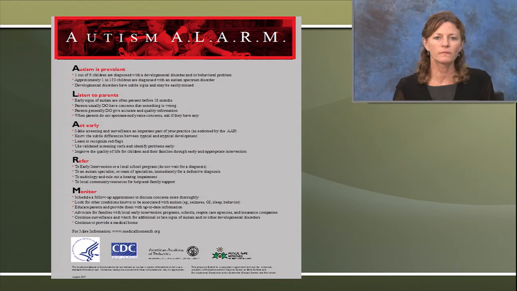It is so important for us all to be involved in the screening process that the CDC created the Autism ALARM. And again, you can find this on the CDC website as well as our website. But ALARM stands for Autism is Prevalent, Listen to Parents, Act Early, Refer, and Monitor. And this is something else that would be helpful to have posted in your office, to share with your colleagues, and to make sure everyone is up to speed on the roles and responsibility in the screening process.